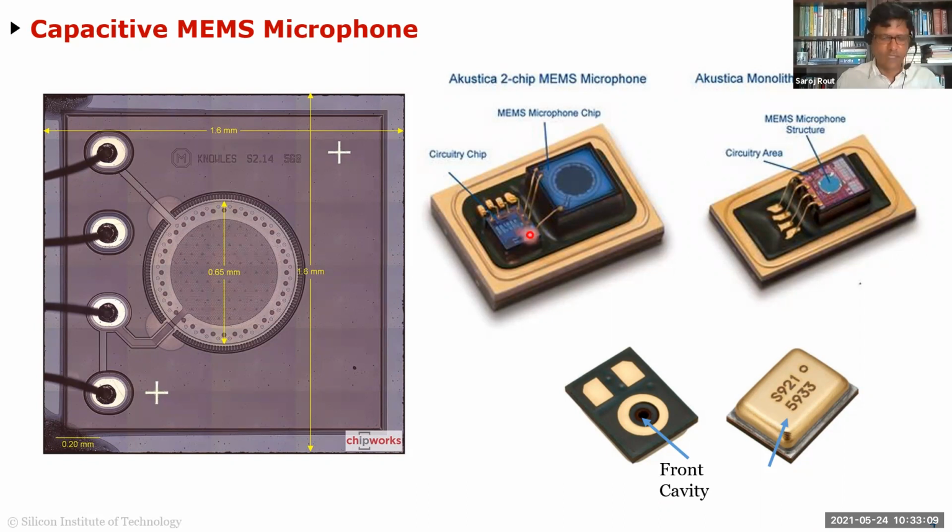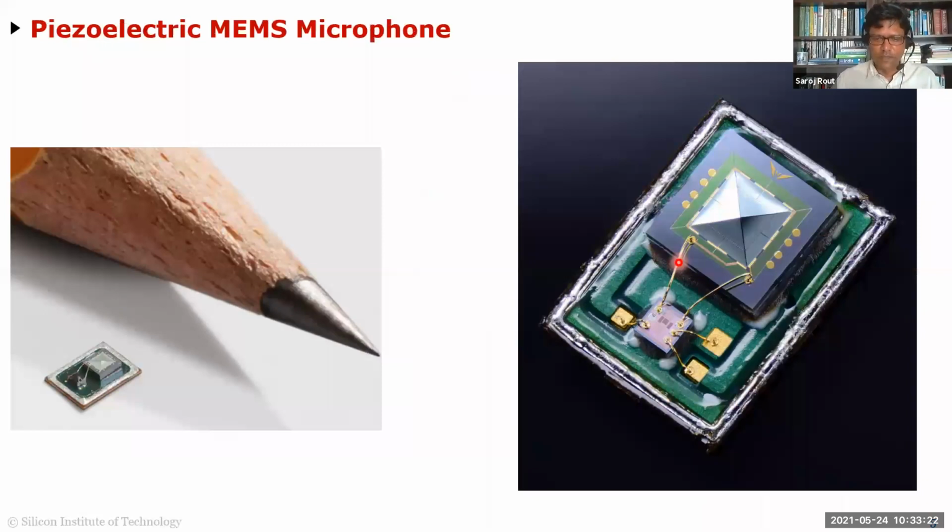This is actually a larger size, but a smaller version of it is in your phone, which is 2 chip. One is your electronic chip, one is your MEMS chip, which detects your voice and converts it into electrical signal. This is also another microphone. This is a kind of a newer microphone, piezoelectric based. This particular one is by a company called Vesper. Actually, I consulted for them. So you see a small, tiny chip here.